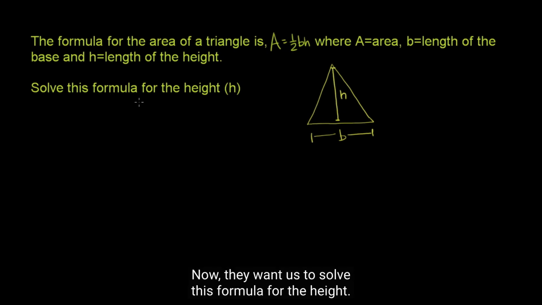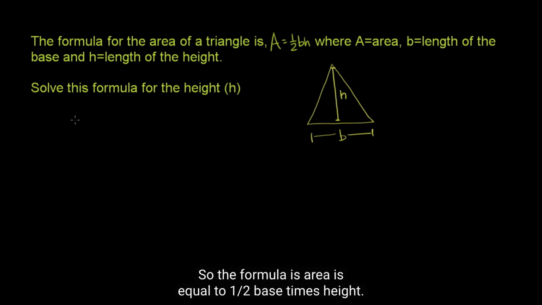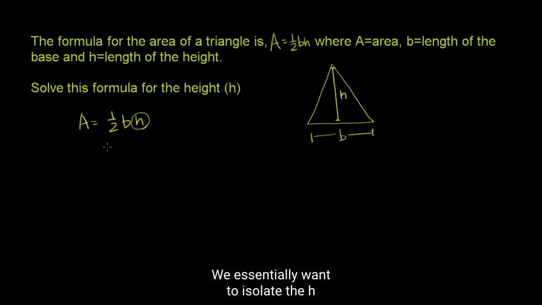Now they want us to solve this formula for the height. So the formula is area is equal to 1/2 base times height. And we want to solve for h. We essentially want to isolate the h on one side of the equation. It's already on the right-hand side. So let's get rid of everything else on the right-hand side. I'll do it one step at a time. We could skip steps if we wanted to. But let's see if we can get rid of this 1/2.